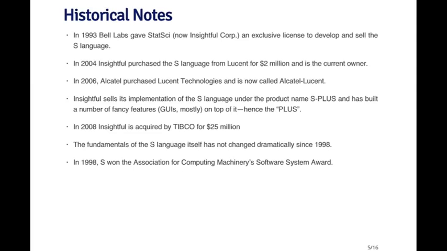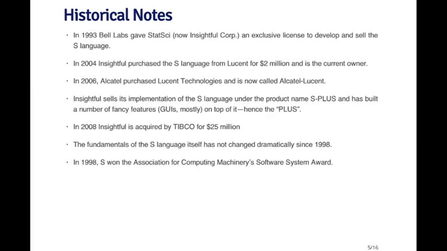So just a little bit more history here. In 1993, Bell Labs gave a corporation called StatSci, which became Insightful Corporation, an exclusive license to develop and sell the S language. In 2004, Insightful purchased the S language completely from Lucent, which was what Bell Labs became, for $2 million and became the current owner. In 2006, Alcatel purchased Lucent Technologies, and it's now called Alcatel-Lucent.